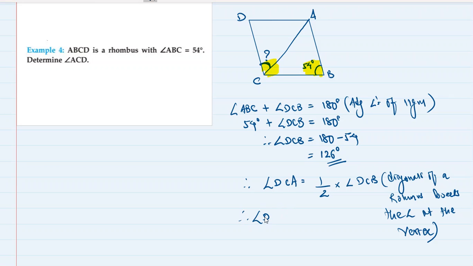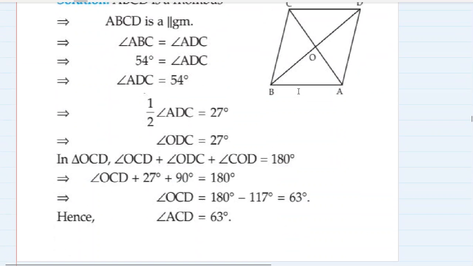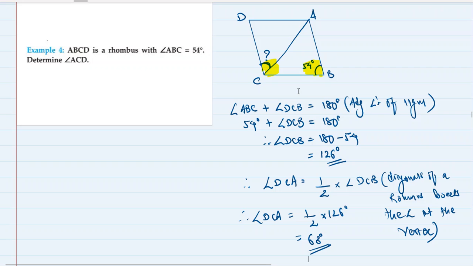So therefore angle DCA is equal to half of 126 degrees. So DCA is equal to half of 126, which is 63 degrees. So angle ACD or DCA is equal to 63 degrees. Let's check it out. Yes, the answer is absolutely correct. So our method is also simple and we got the answer correct.